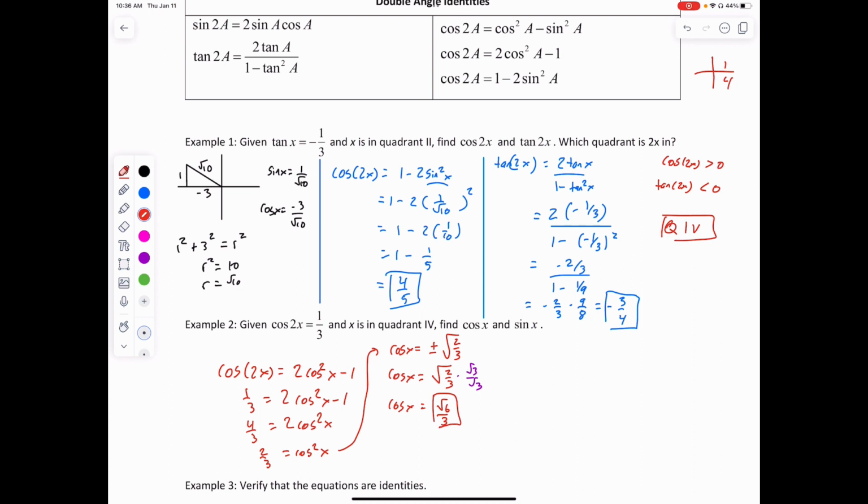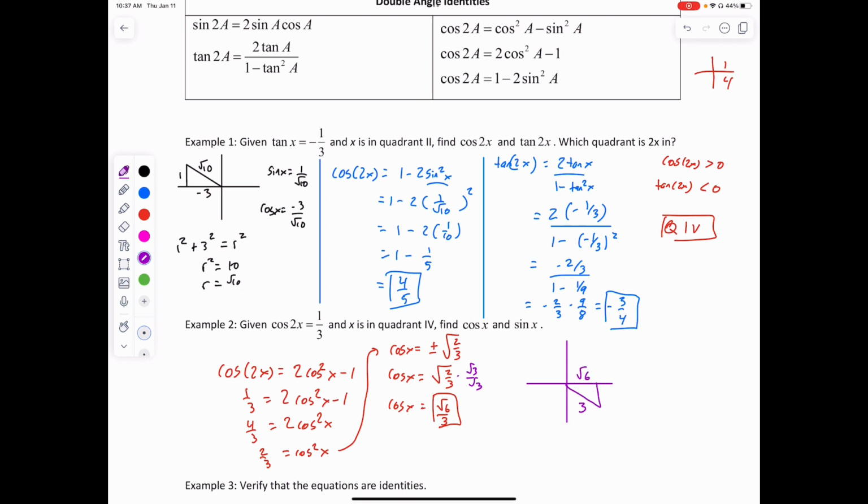All right, now looking for sine. We can do this in one of a couple ways. One is we could repeat the process and use this identity again. That would be perfectly fine. Or I can sketch a quick picture. Now that I know the cosine is radical 6 over 3 in the fourth quadrant, I know that the hypotenuse is 3 and the adjacent is radical 6.